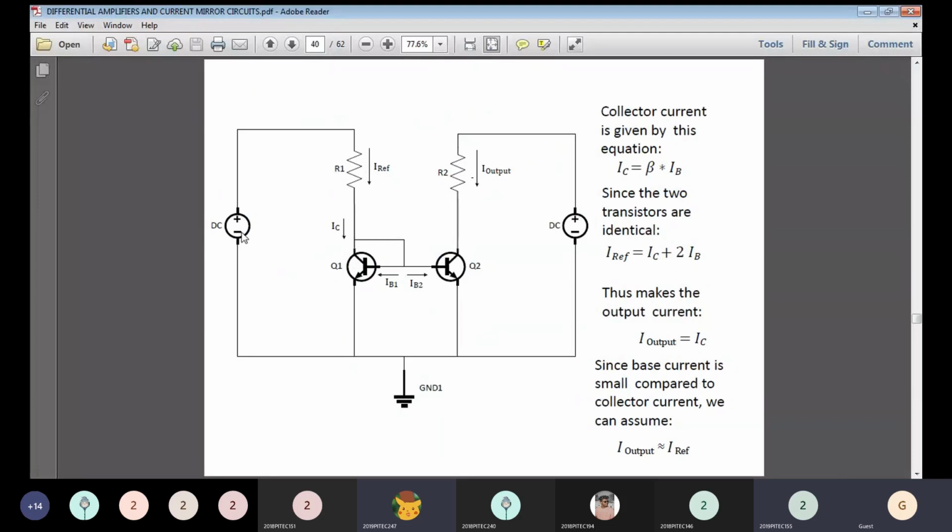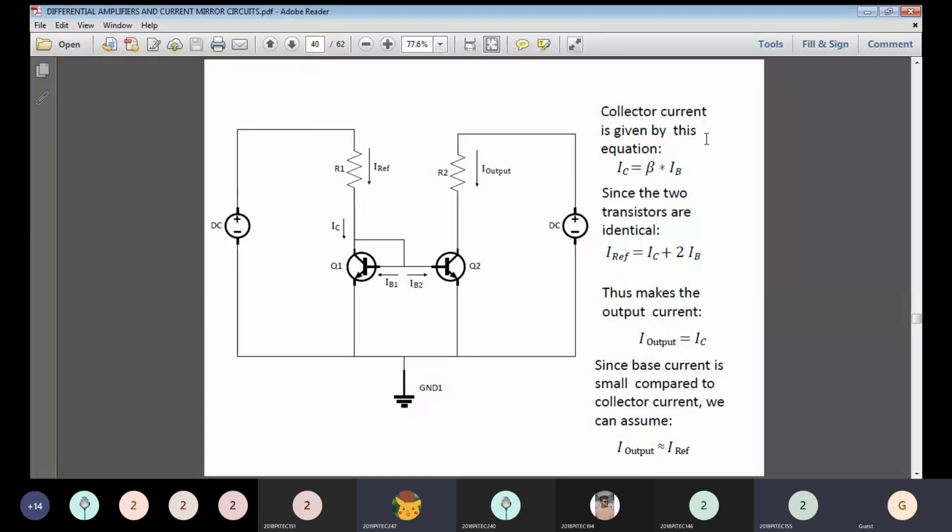This is the DC supply given for the transistors Q1 and Q2. I already told you that the common connection of the bases of transistors Q1 and Q2 is connected with the collector. This is the flow of IC, and the base current IB1 is flowing in this direction and IB2 in this direction.